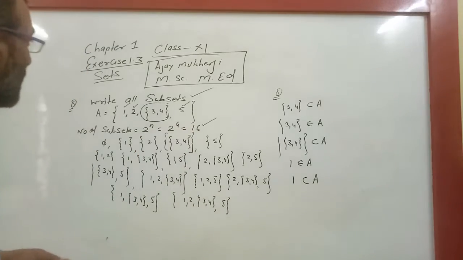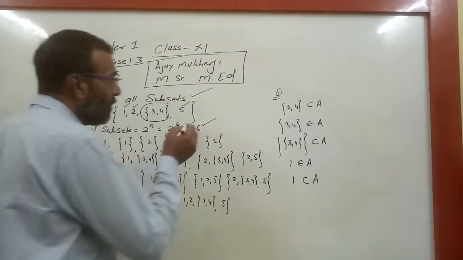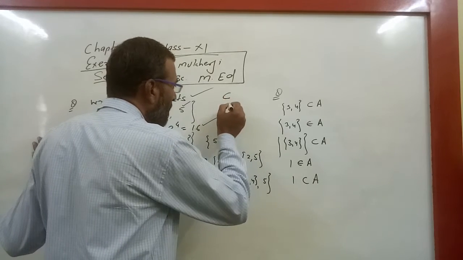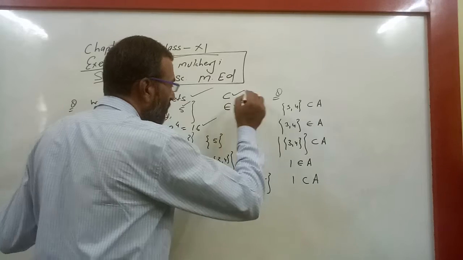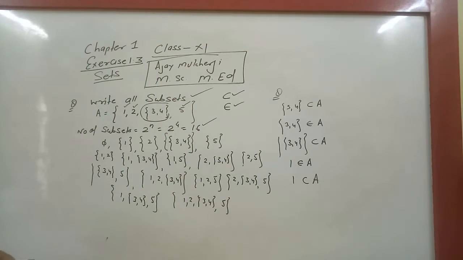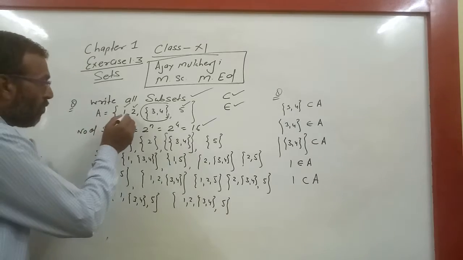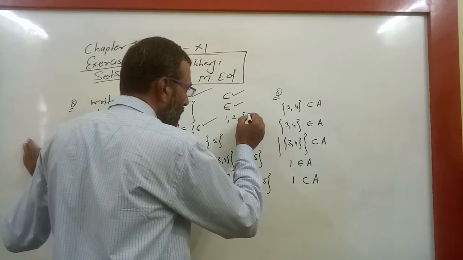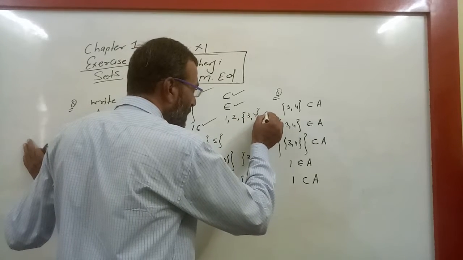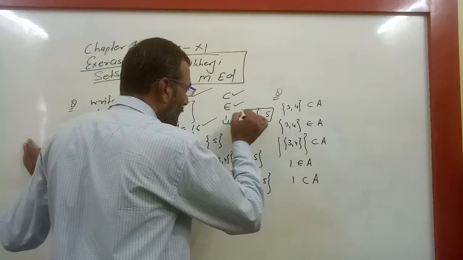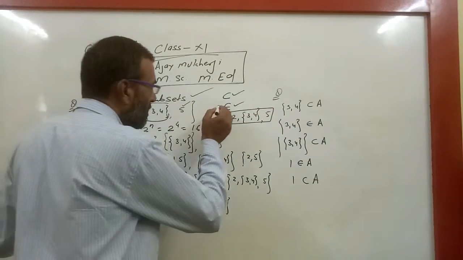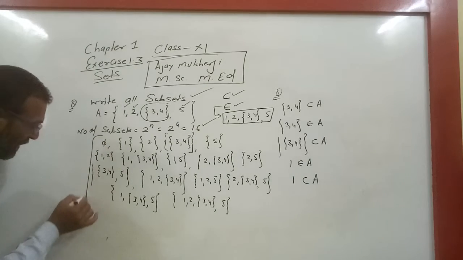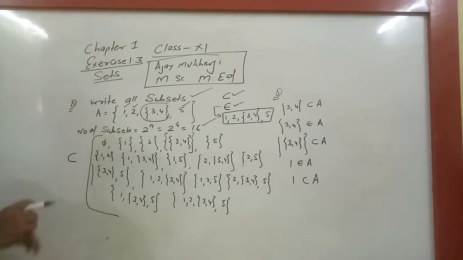Now I am telling you the difference between contain and belongs to. This is called contain, and this is called belongs to. We have to discuss how these two behave. In the bracket 1, 2, {3, 4}, 5, these are called elements, and for elements we always use belongs to. And these are called subsets, and for subsets we always use contain.